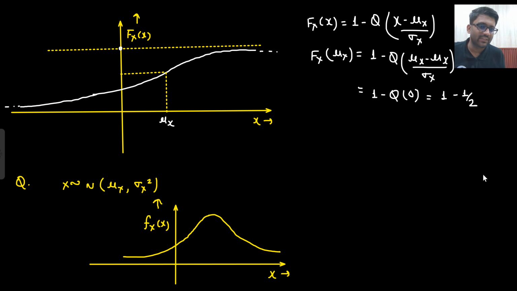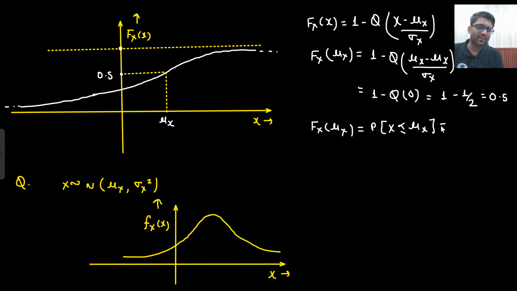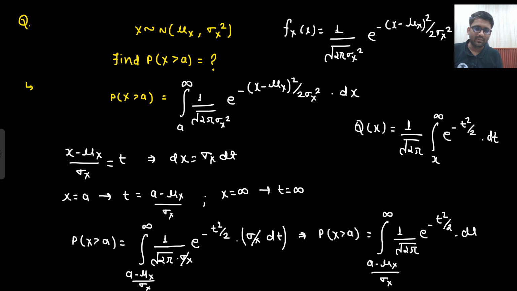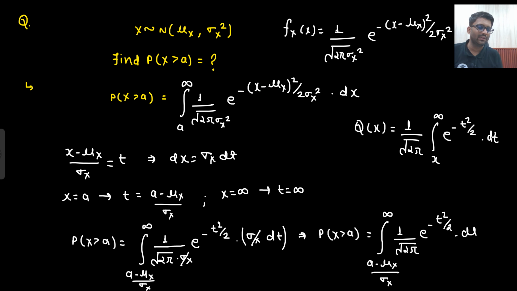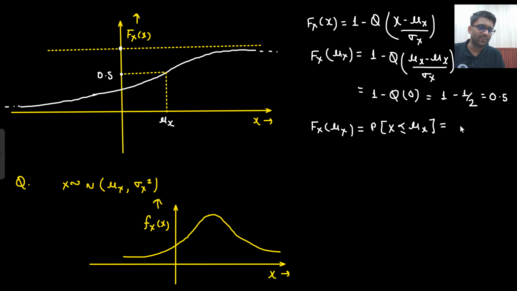What is the value of Q of 0? That is 1 by 2. From the last lecture we remember. So the answer would be 0.5. So at mu x the value will be 0.5. And which is pretty obvious as well, because what would this represent? This would represent the probability of random variable x taking value lesser than or equal to mu x, right? And here we told that the probability of random variable x taking value lesser than or equal to mu x, or greater than or equal to mu x, is equal to 1 by 2. So by any method you can tell this value will be 1 by 2.